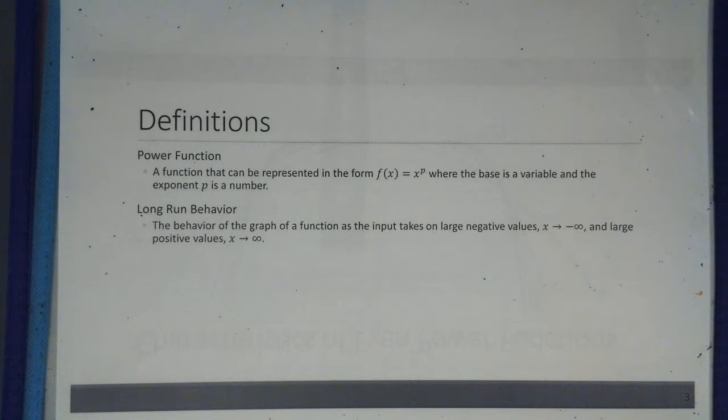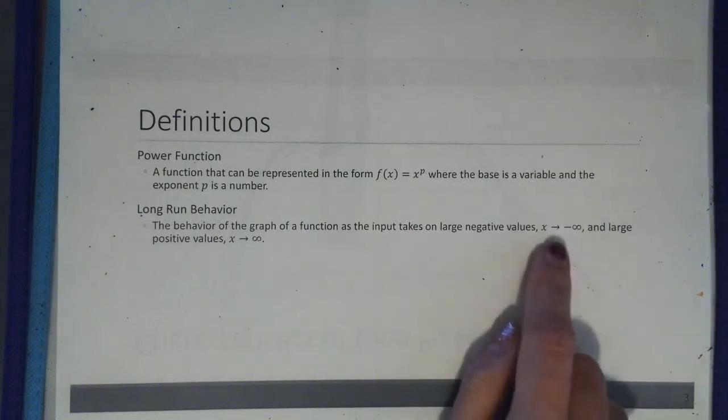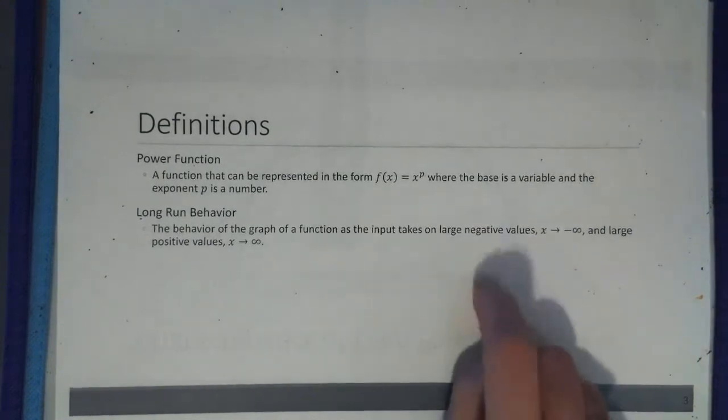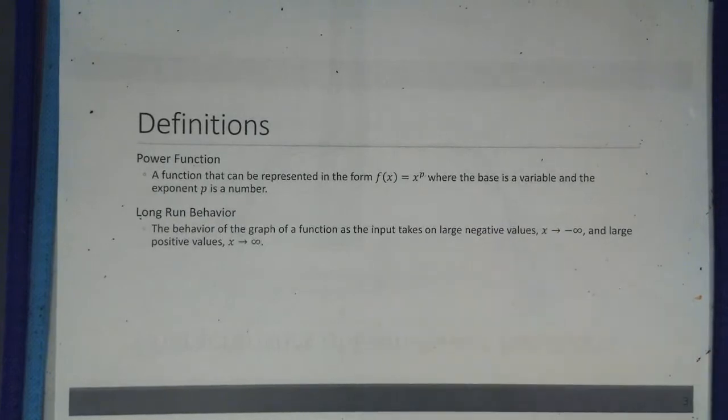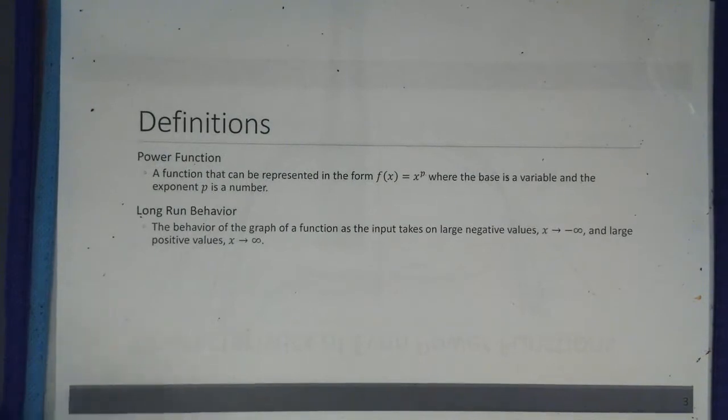What we're going to be focusing on a good majority of this section is the long run behavior. The long run behavior is the behavior of the graph of a function as the input takes on large negative values, meaning as x goes to negative infinity, what happens to the y value? And large positive values, meaning as x goes to positive infinity, what happens to the y value?